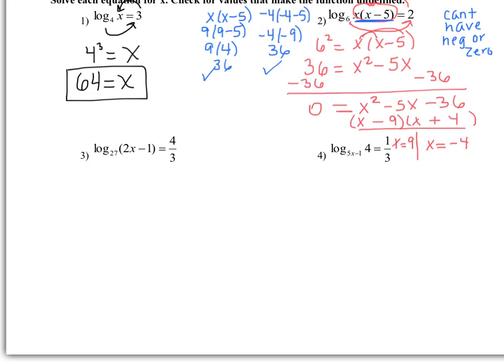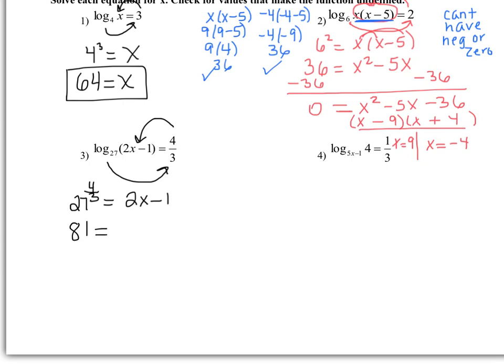Okay, let's try example number 3. So 27 to the 4/3 power must equal that. So 27 to the 4/3 equals 2x minus 1. All right, so this side looks weird, but all I have to do is put 27 to the 4/3 into my calculator, and I'll get what that equals. So take a minute, put that into the calculator, and see what you get. All right, you should be getting 81.